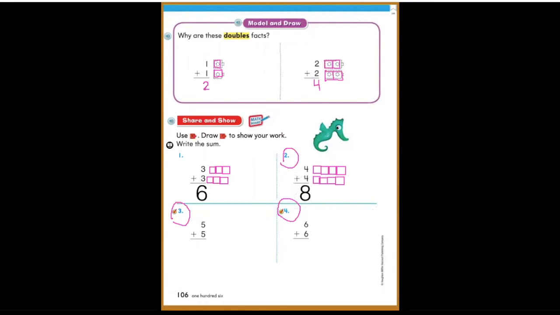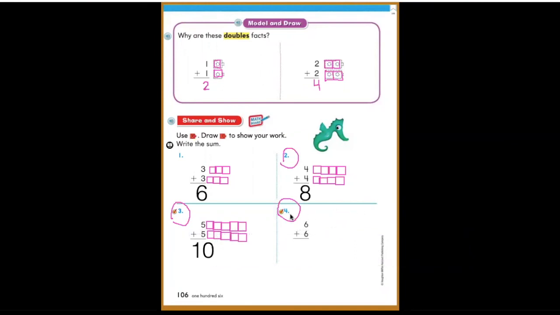Let's take a look at number 3. Number 3 says 5 plus 5. You should have used your cubes to show 5 cubes 2 times. 2 cube trains that had 5 cubes in each one. Then you should have drawn 1, 2, 3, 4, 5. And again, since it's a doubles fact, 1, 2, 3, 4, 5. 5 plus 5 gives us a sum of 10.